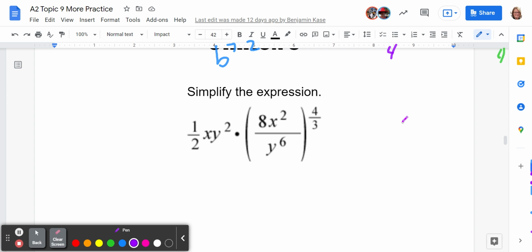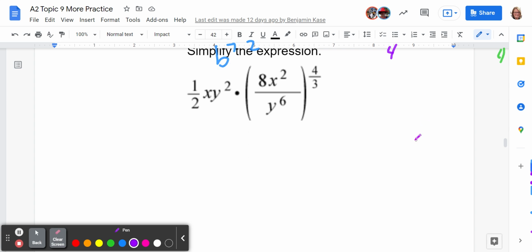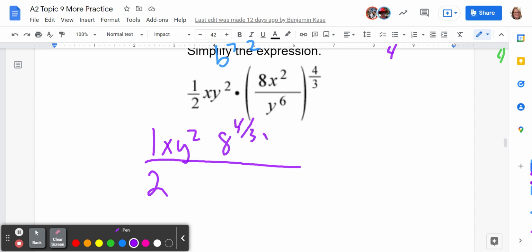Station 5, when we go through and simplify this one, guys, what we're going to do here, I'm going to rewrite all of this. And I end up with 1x y squared. 2 goes on the bottom, and then I have 8 to the 4/3, x to the 8/3, and y to the 24/3, which is just 8. Okay, clean this up a little bit.